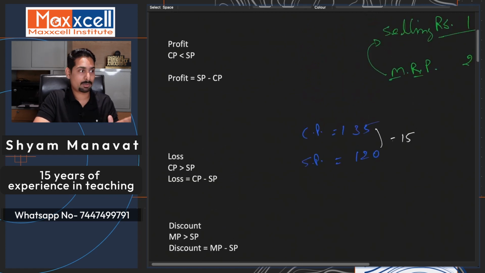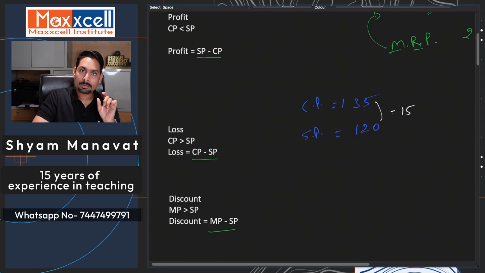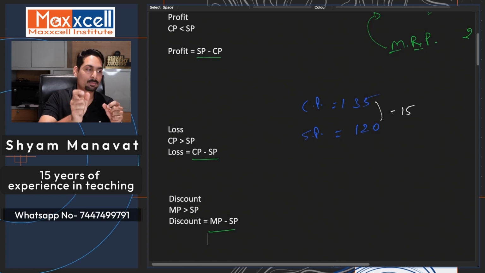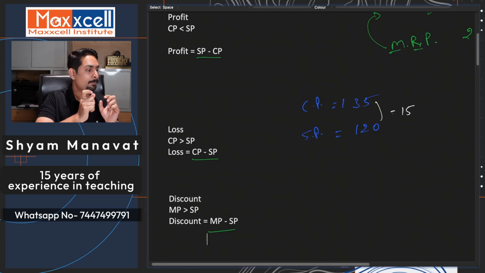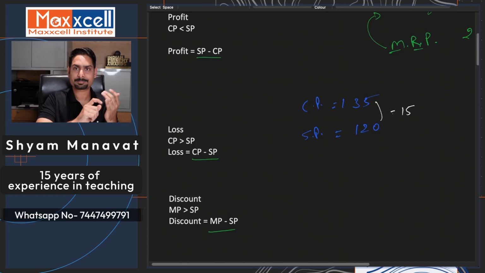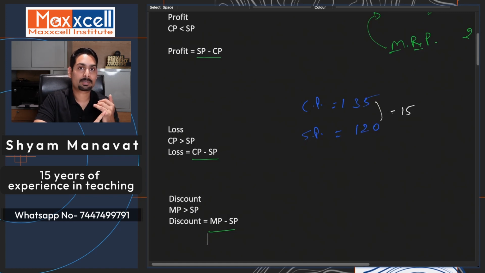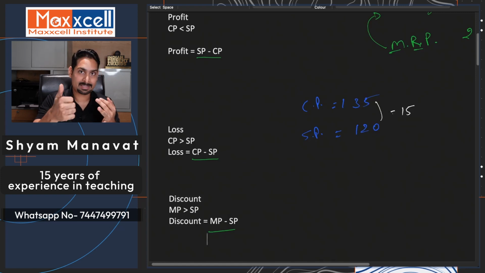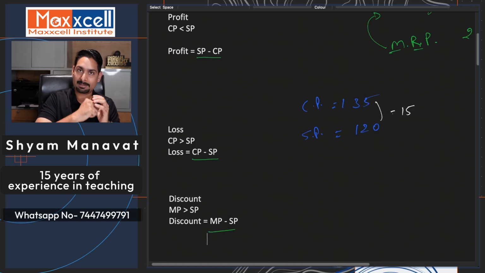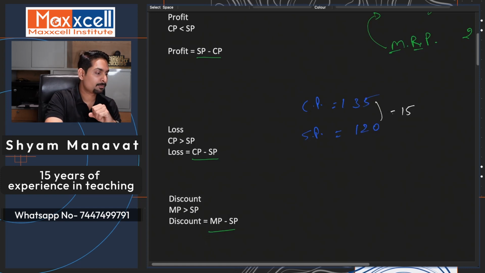Don't run behind the formula. The only thing you need to understand is that profit you calculate between selling and cost price. Loss you calculate between selling price and cost price. Mark price and selling price, that difference is called discount. So profit is the difference of selling price and cost price. Loss is the difference of these two values, selling price and cost price. Discount is the difference of mark price and selling price. So this should be clear to you.